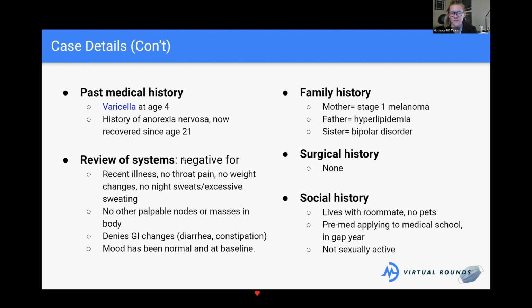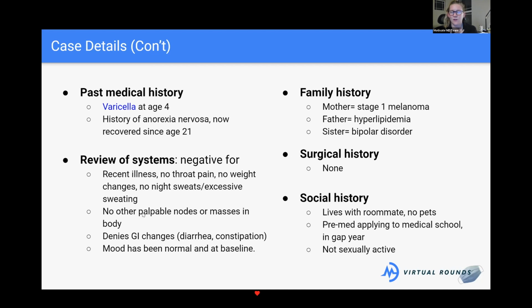And then further review of systems. So this is kind of doing a survey of the whole body and what kind of other symptoms she may be having. So she does not have any recent illness, like no cold or strep throat or things like that. She's not having any throat pain. She doesn't have any weight loss or weight gain, not having any night sweats or excessive sweating. And those things might become a little bit more apparent later in the presentation when we go through some other thyroid pathology. She also does not have any other palpable nodes or masses in the body.